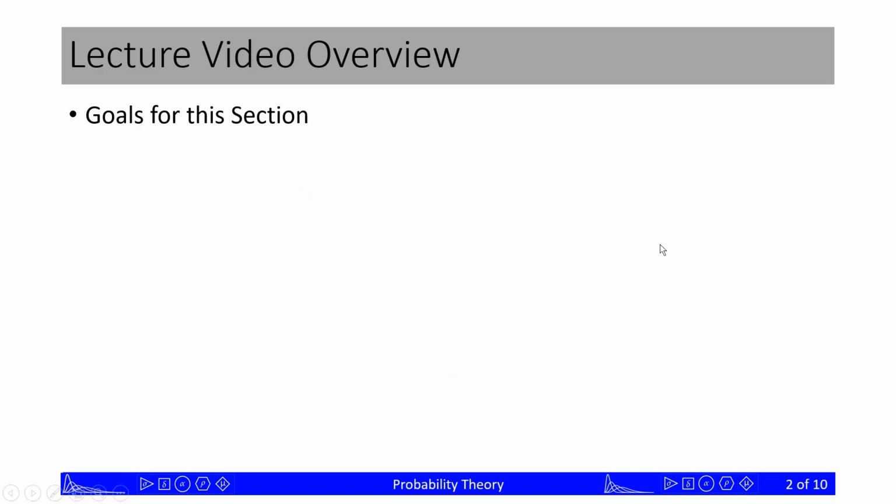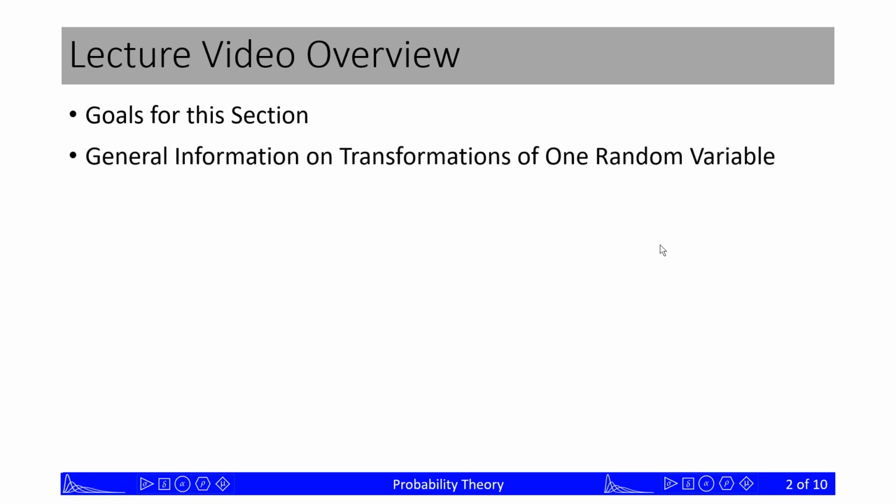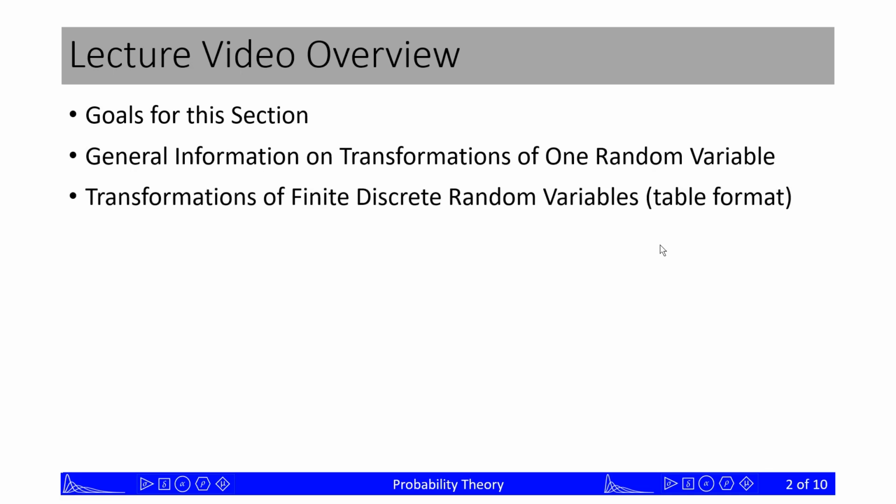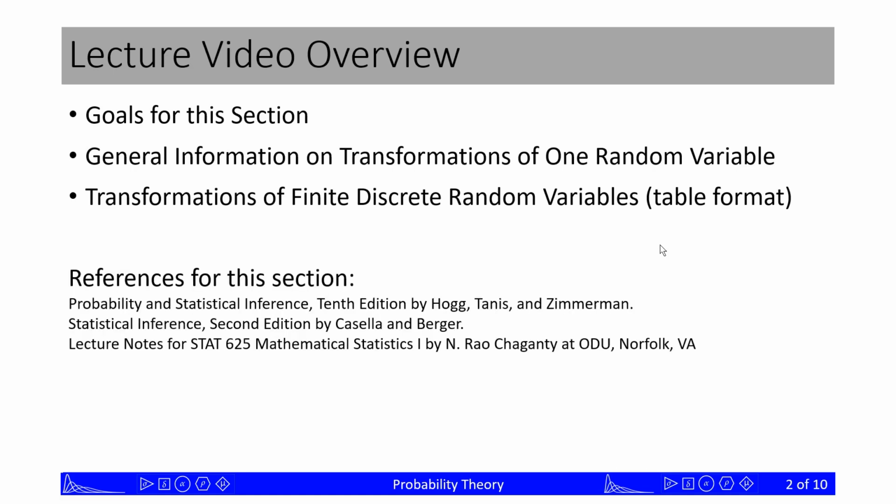We begin with an overview of the lecture. In this video, we discuss the goals for the entire section, provide general information on functions of one random variable, and finally demonstrate using two examples how to transform a finite discrete random variable provided in table format or probabilities that could easily be placed in table format.